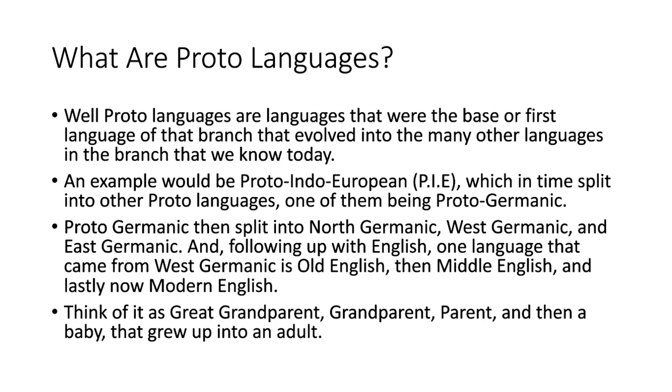But a better way to think about this is that Proto-Indo-European could be the great-grandparent, and then Proto-Germanic could be the grandparent, and then the West Germanic language could be the parent, and then the baby could be that version of German that changed into what we now know as Old English, which would be the baby turning into a toddler, and then that version of Old English turning into Middle English, turning into a child, in other words, and then that child turning into a now grown adult as Modern English, still having a lot more evolution to go. And that's basically what the languages are: the base first language of that branch.